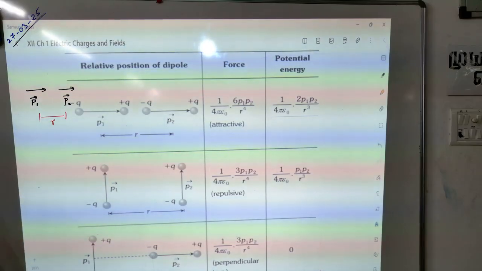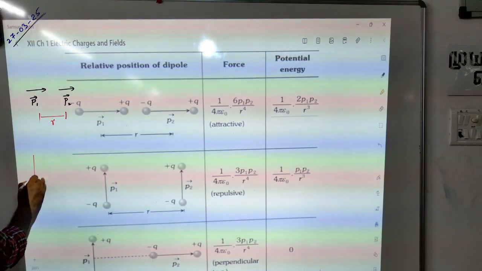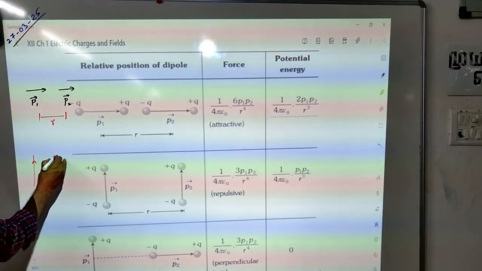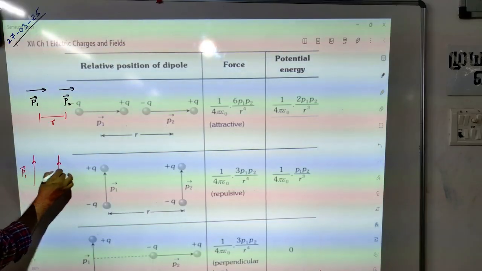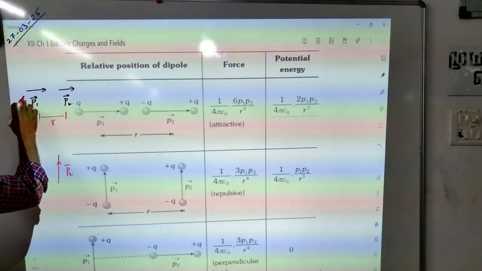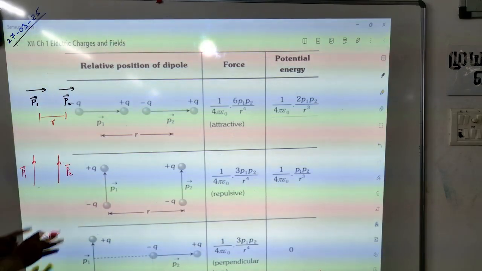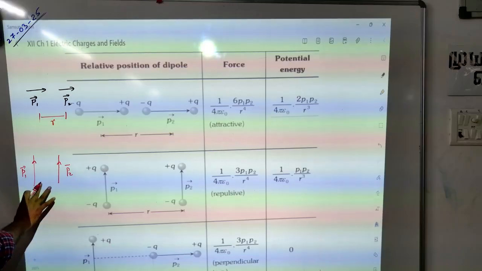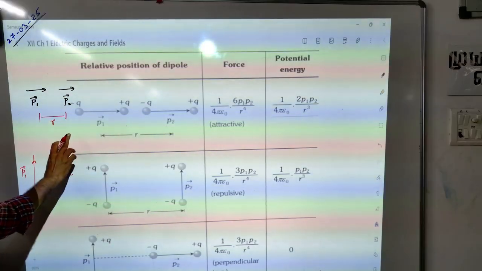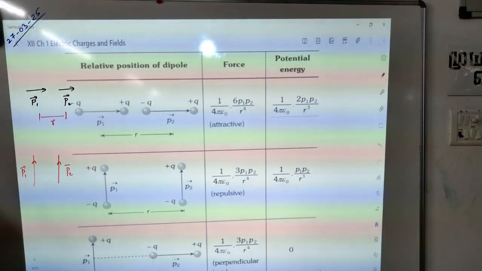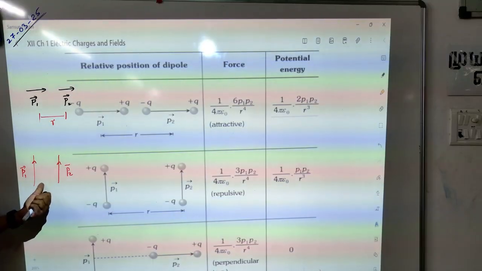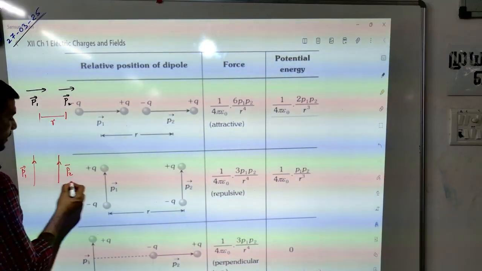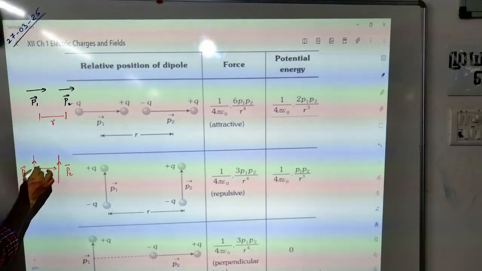And the second case, P1 vector parallel to P2 vector, but they are not coaxial. They are just collinear. They both are facing the same direction, but not along the same line. So they are separated by a distance r.